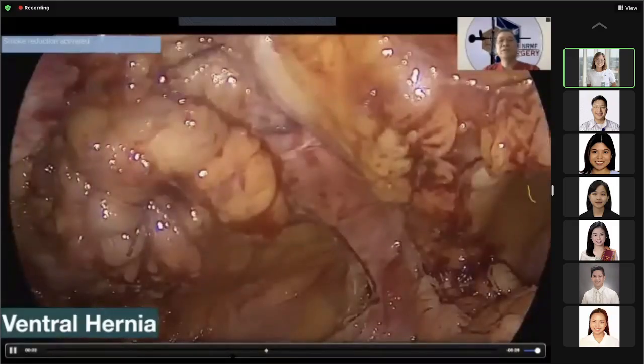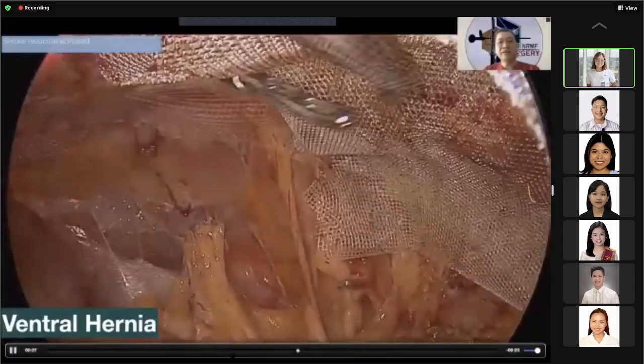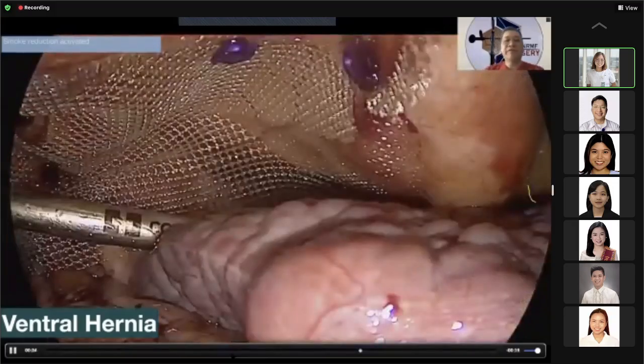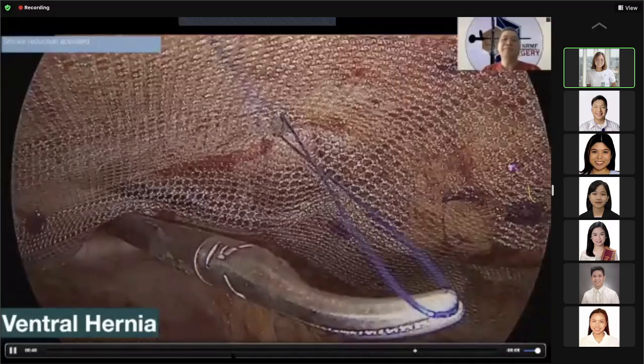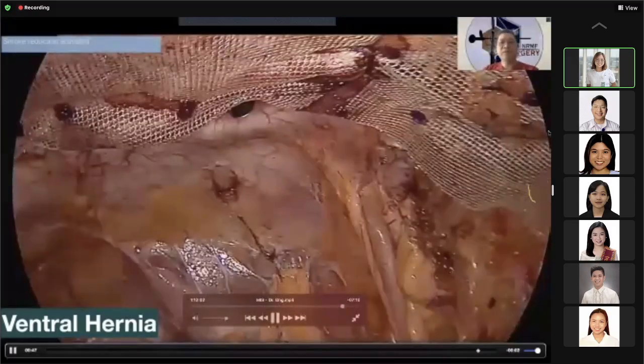So you just need to put a mesh, cover that defect, and tuck it. You put sutures or tackers to fix that mesh so that it will not migrate in the peritoneal cavity and will be maintained in the area of the defect. This is a parastomal hernia. You can see the hernia on your left on a patient with a colostomy, and you cover it with mesh.